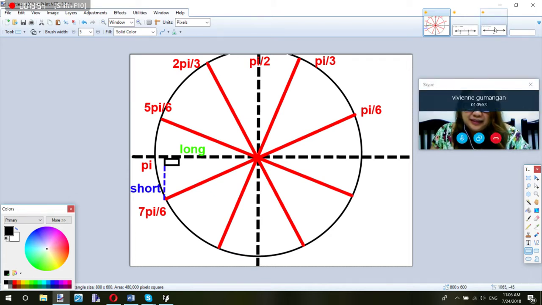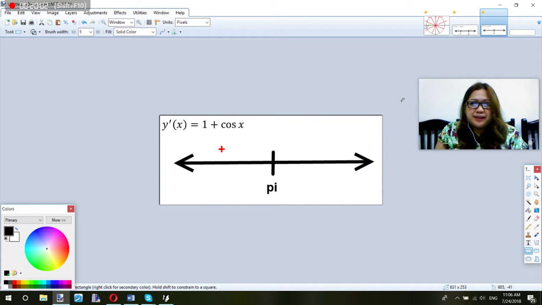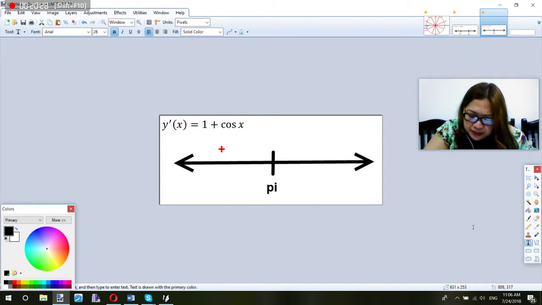Okay, so back to this. What's the cosine at 7 pi over 6? Negative square root of 3 over 2, plus 1. So I have 2 over 2 plus square root of 3 over 2. So that is positive. Why? One second. Square root of 3 over 2.